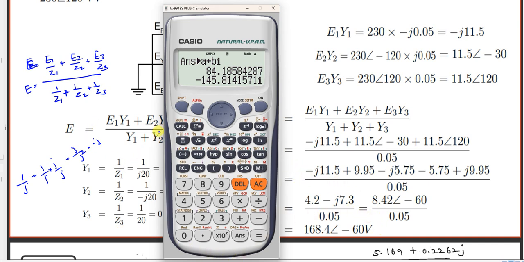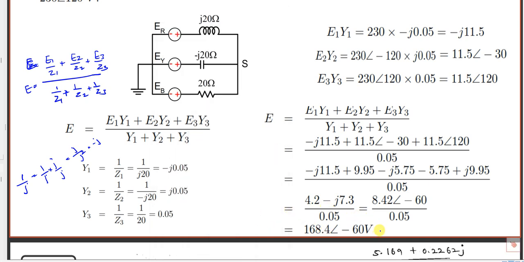So how to convert? Shift complex, third option, and press the SD button so that you can see the full value. So this answer is approximately the same, 168.4 is the same as 168.37. If you are getting this much, your answer is correct.